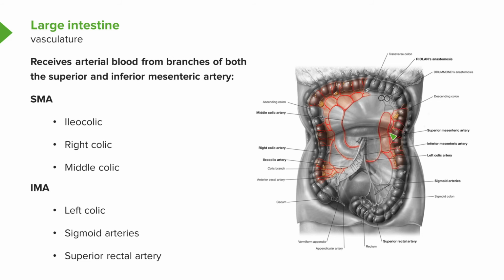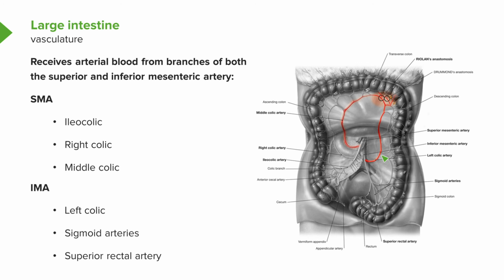We have sigmoid arteries coming down towards the sigmoid colon. These are spreading out and fanning out towards the ascending, transverse, descending and sigmoid parts of the large intestine. We can see here we have a very important anastomosis. We have a continuation of the superior mesenteric artery and the inferior mesenteric artery. So blood will be coming in this direction from the superior mesenteric artery, and blood will be coming in this direction from the inferior mesenteric artery.